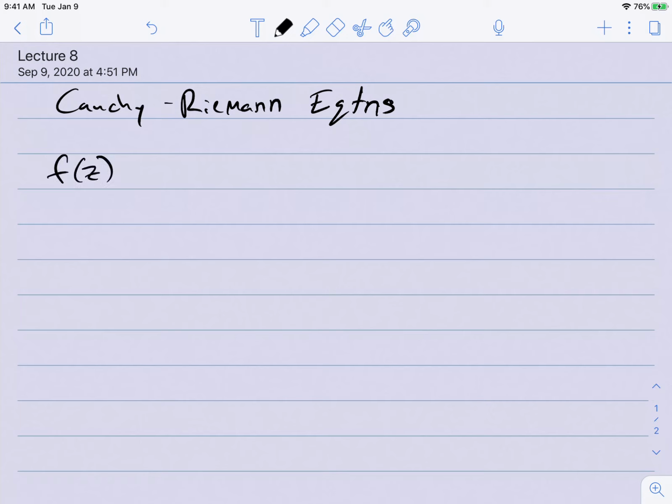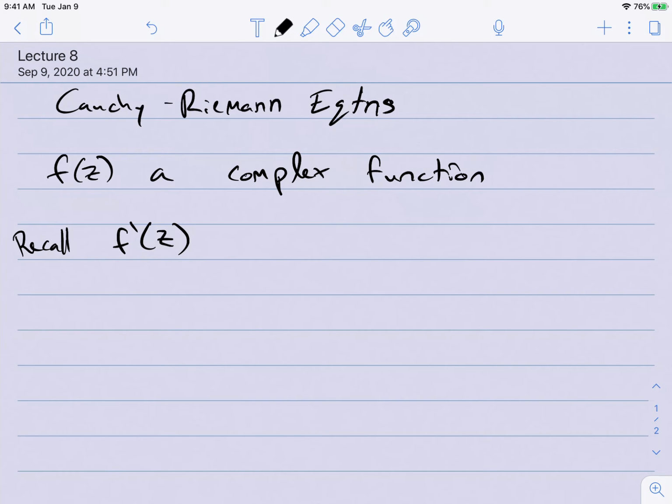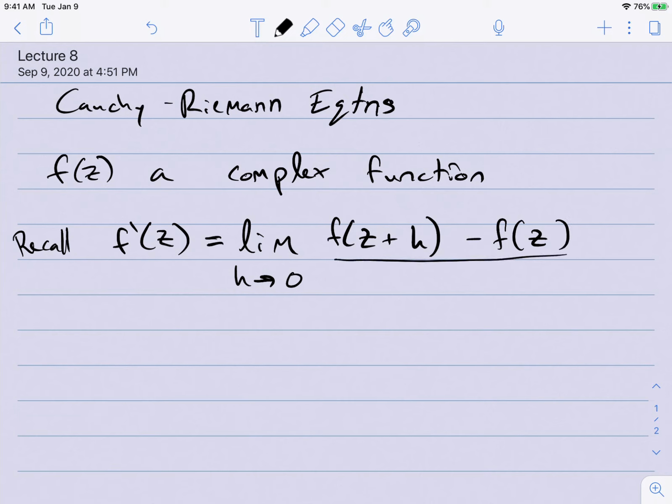So let's say we have a complex function, and we want to know, is it differentiable? Does f prime of z exist? Let's just recall the definition of the derivative of a complex function. It's the limit as h approaches 0 of f of z plus h minus f of z, so the change in the output divided by the change in the input, as this change goes to 0.